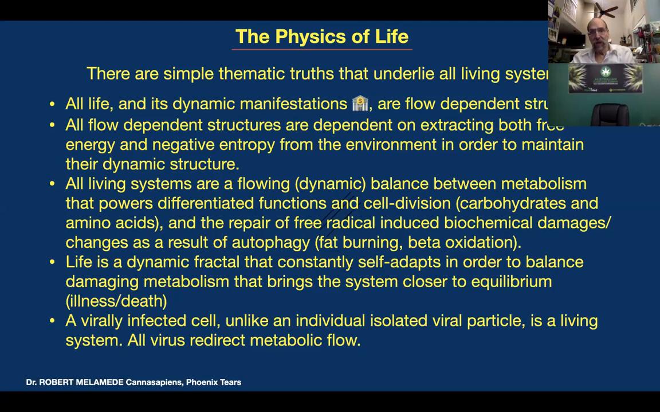All living systems are a flowing dynamic balance between metabolism that powers differentiated functions and cell division. Carbohydrate and amino acids are responsible, and the repair of free radical induced biochemical changes as a result of autophagy, fat burning, beta oxidation, all of that's driven by the CB2 receptor. The CB1 drives carbohydrate, cell division, and differentiation, but must be balanced with repair, CB2 activity, fat burning. That's not hard to understand. The implications are profound for everything we know and do having to do with life.